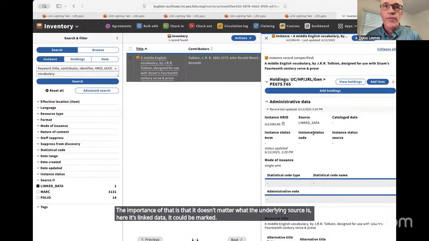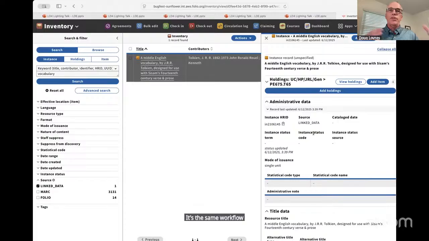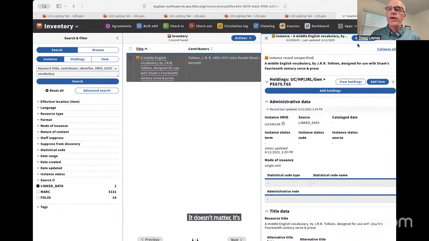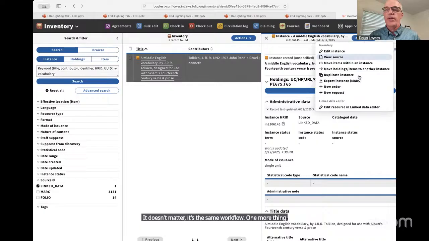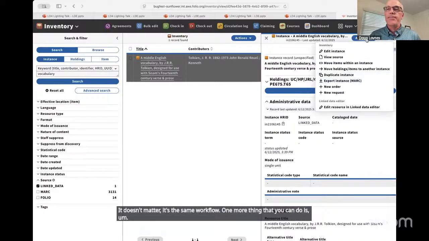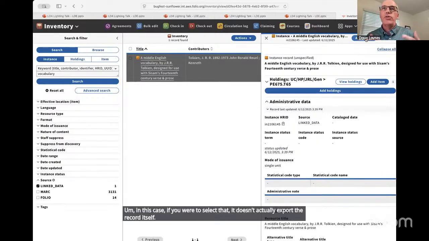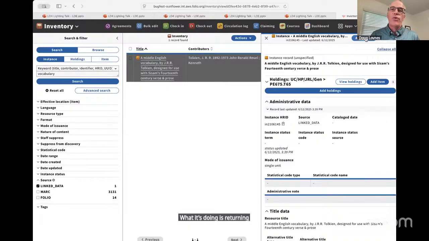It's the same workflow. So you do your descriptive cataloging in the linked data editor, then you come here to finish the items and holdings. It doesn't matter, it's the same workflow. One more thing that you can do is export instance. In this case, if you were to select that, it doesn't actually export the record itself. What it's doing is returning an identifier for that record.